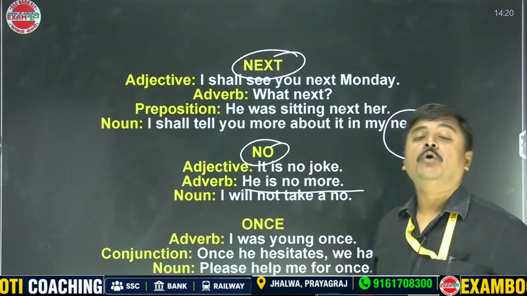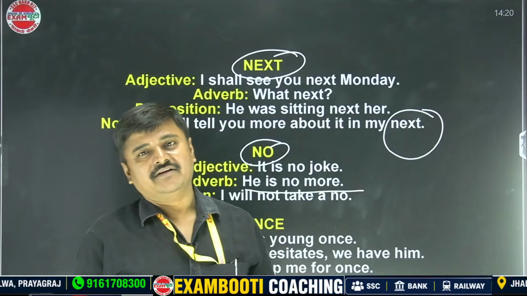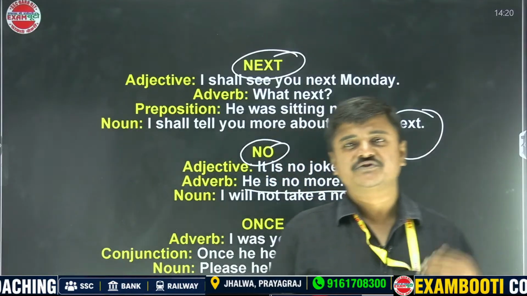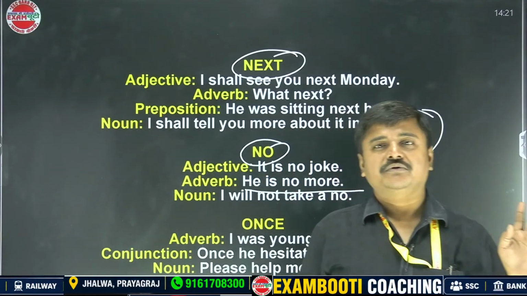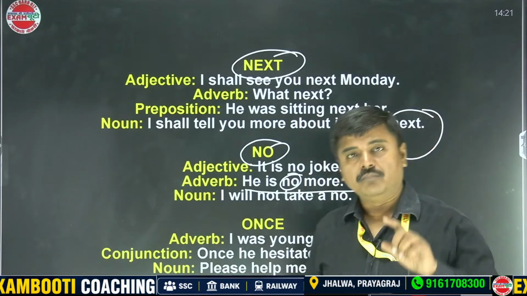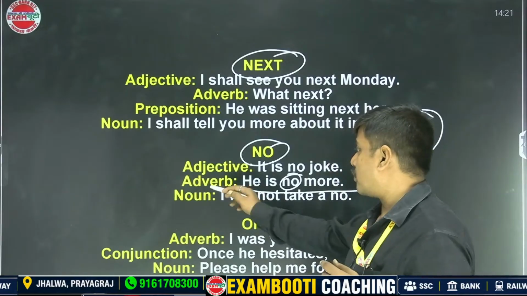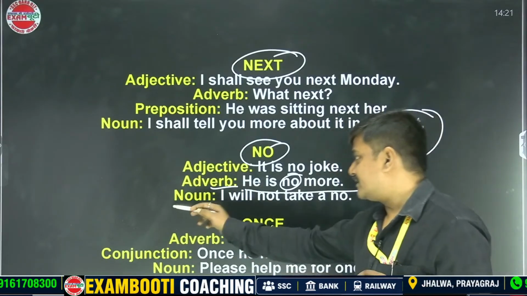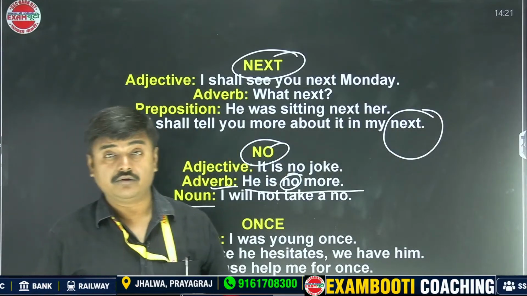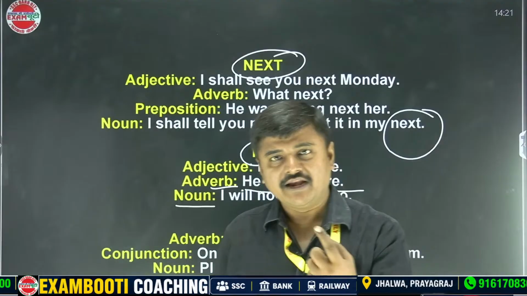Now, "He is no more." You have heard this line in movies when someone is in a very serious or critical condition and the doctor says "he is no more, she is no more." You understood immediately what actually happened. So here "no" modifies "more". "More" is actually an adjective here, and that's why "no" is performing as an adverb. And in the third sentence, "I will not take a no." Here "no" is functioning as a noun.